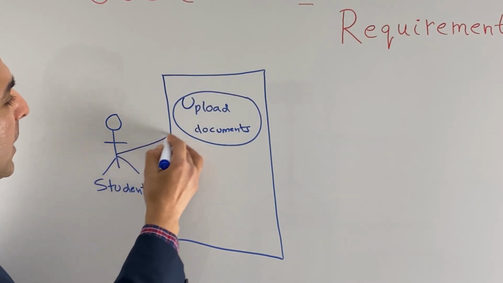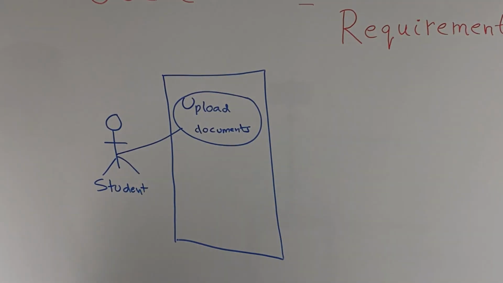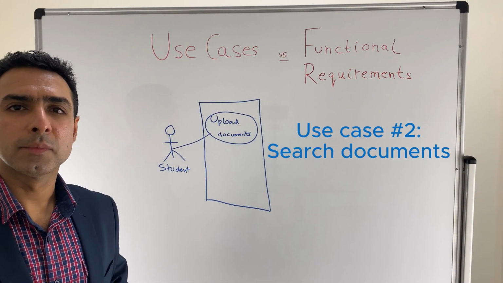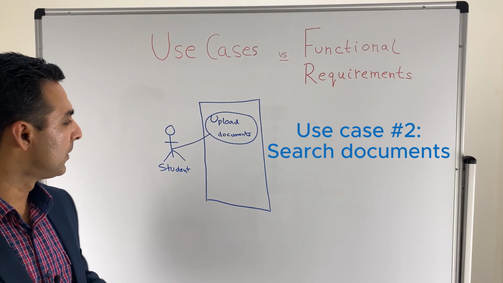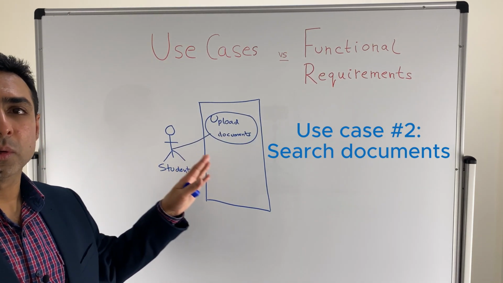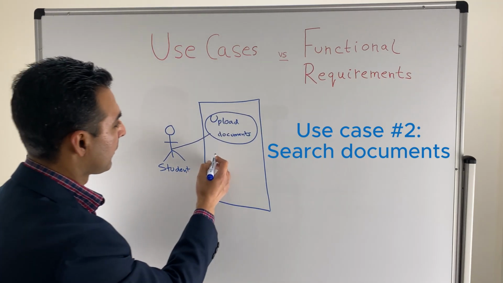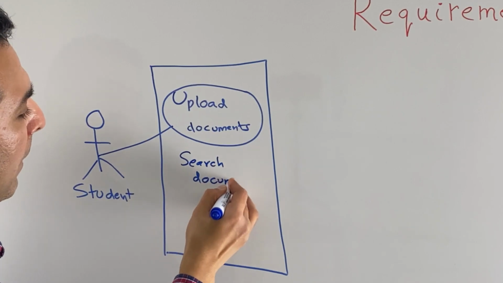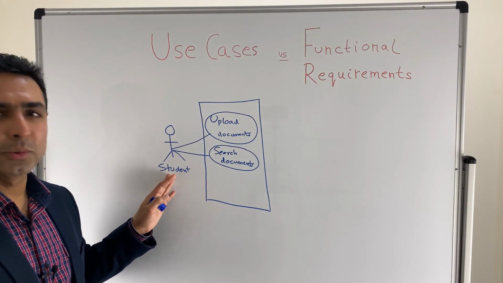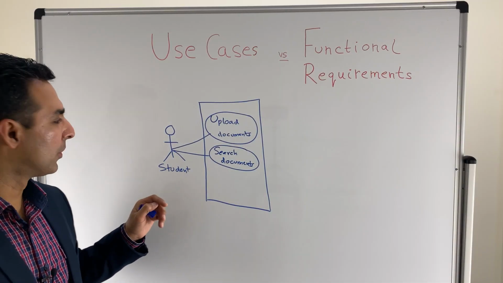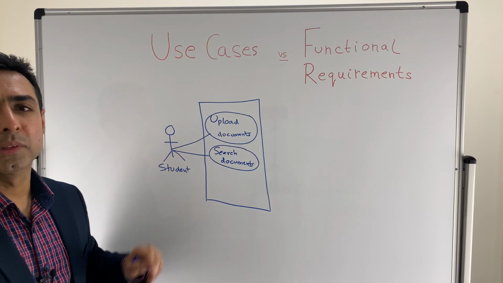You associate a user with this use case through something called an association. Let's say in your conversation with the stakeholder, you discover that search document is the other use case, which means that a student should be able to log on to the system and search documents that they have previously uploaded. So, search document is the other use case for a student. Same as before, we have linked the student with its search documents use case through an association.